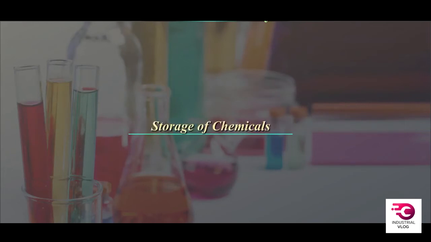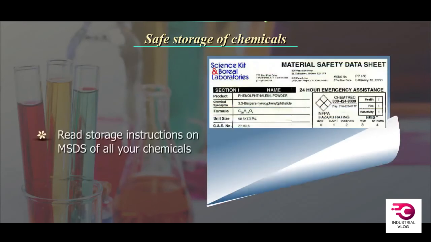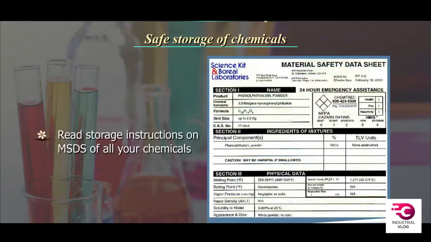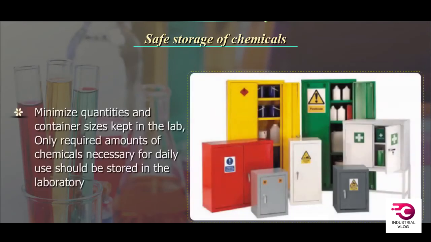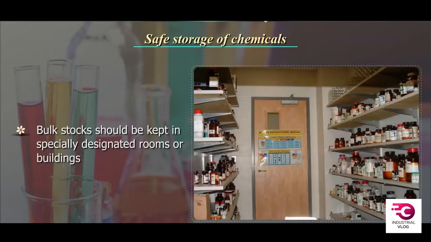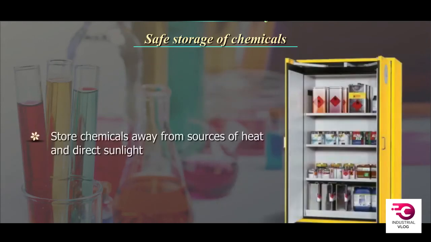Safe storage of chemicals. Read the storage instructions on the MSDS of all your chemicals. Minimize the quantities and container sizes kept in the lab. Only the required amounts of chemicals necessary for daily use should be stored in the laboratory. Bulk stock should be kept in specially designated rooms or buildings. Store chemicals away from sources of heat and direct sunlight.